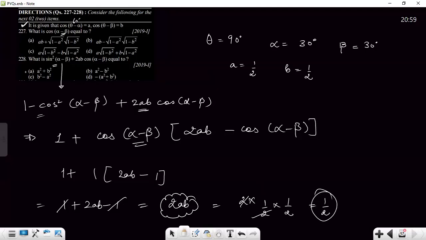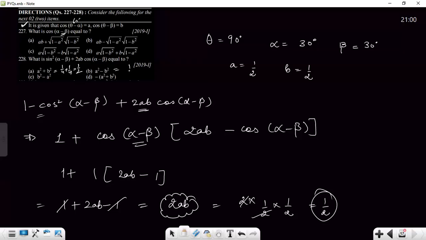In the first option, A square plus B square is considered. A square is 1 by 4 plus 1 by 4, which is 1 by 2. Option A is agreeing and can be the right option, but we have to check all the options because we have to eliminate all the others as wrong when we are using shortcuts.